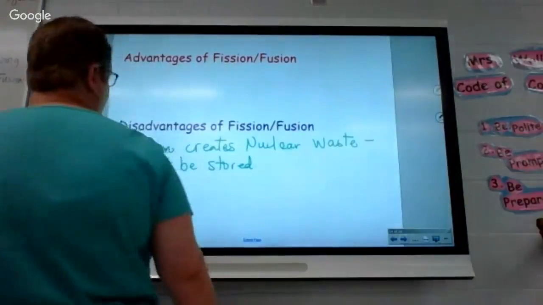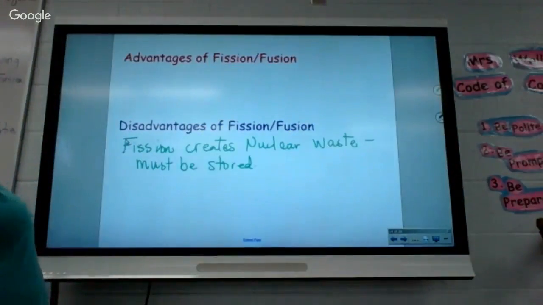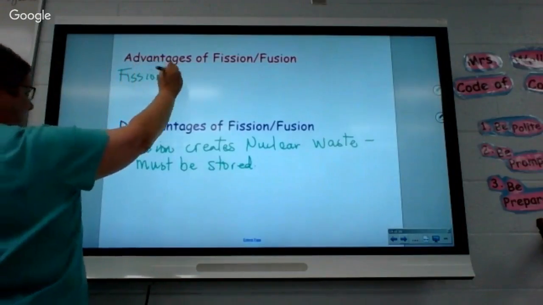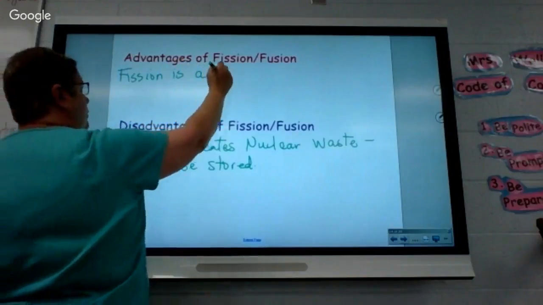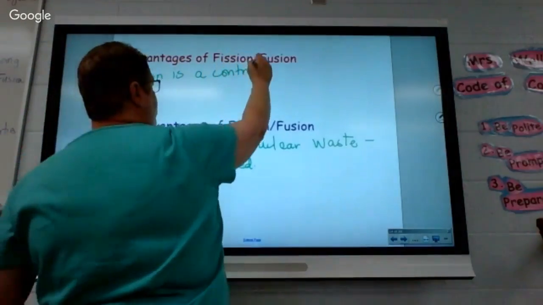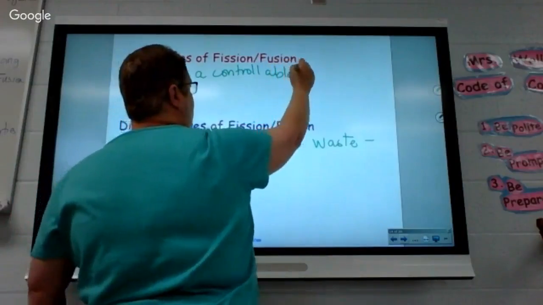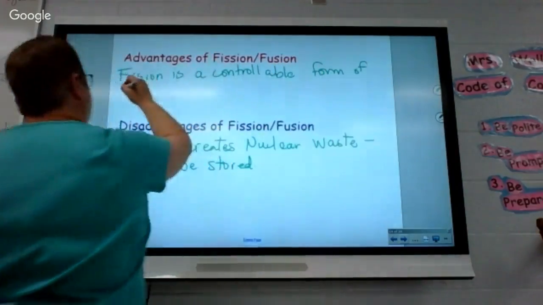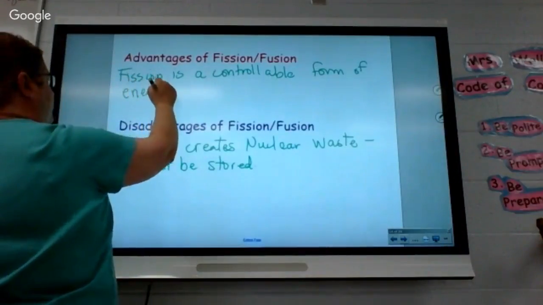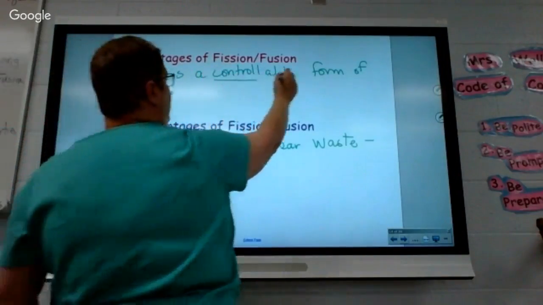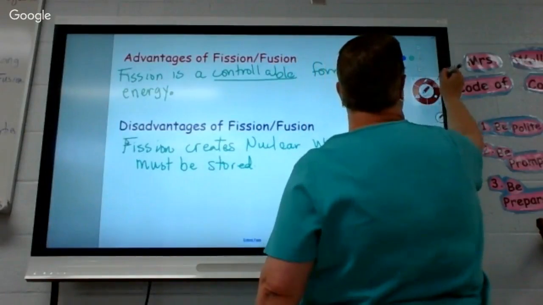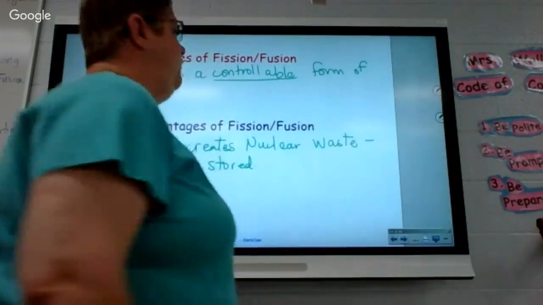Okay? Now, what's an advantage of fission? Fission is a controllable form of energy. Okay? We can control this one. Now, that leads us to our conversation about fusion.